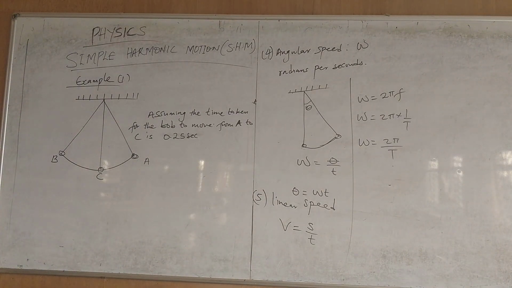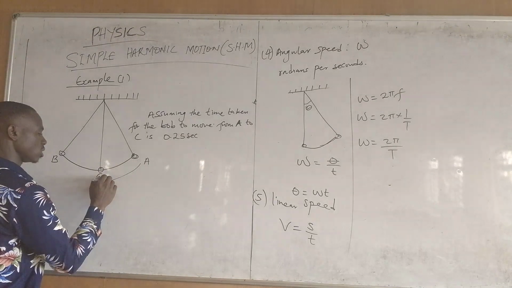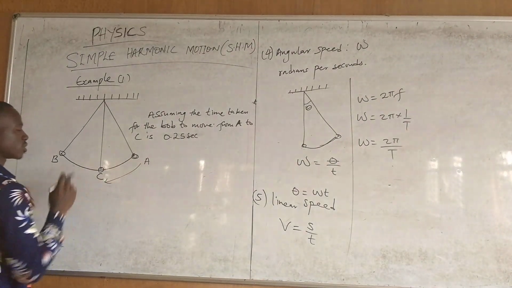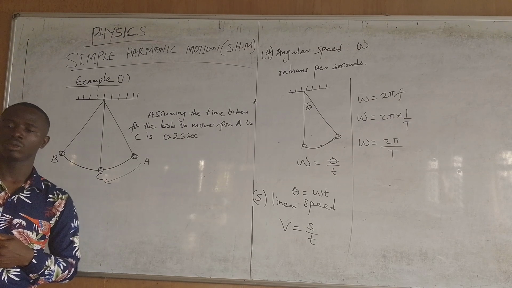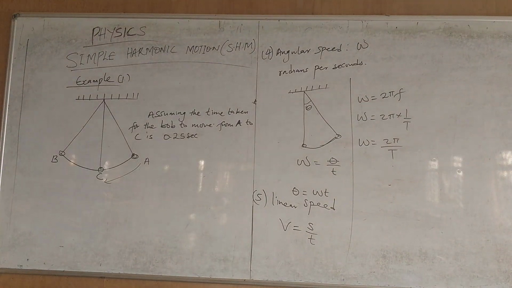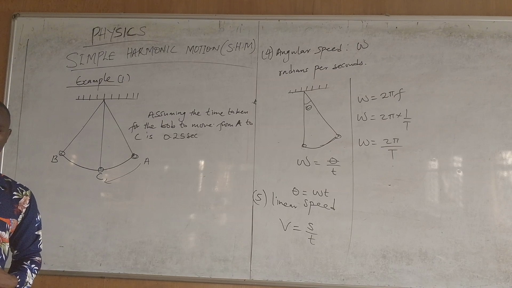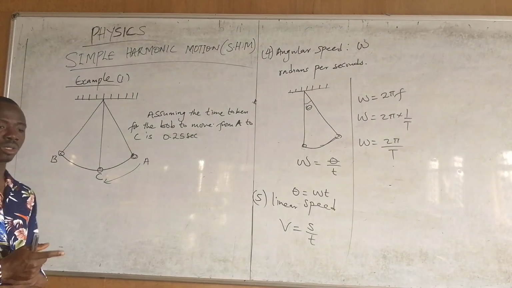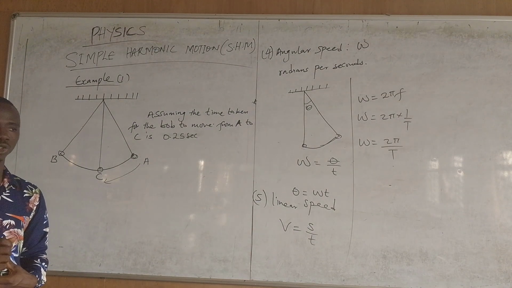So who can tell me what is the period of oscillation? Time taken to move from A to C. You release it at A and then it moves to C. So who can tell me what is going to be the period of oscillation? Now please don't rush. For you to solve a problem like this, you must define what period is. What is period? The time taken to complete one oscillation, or time taken for one complete oscillation.